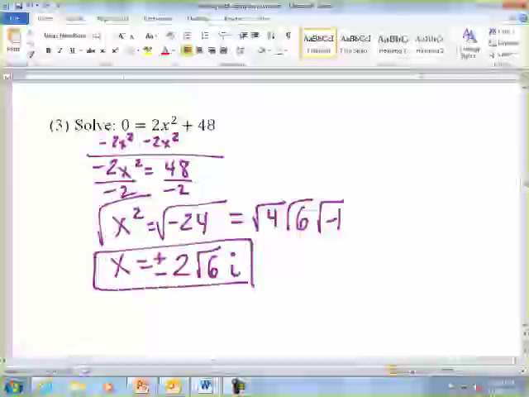Wait, why do you need to add i to the end then? Because that's what the square root of negative 1 is. The square root of negative 1 is i. So whenever we have a negative under our square root, our final answer should be an imaginary number. And they're plus or negative too. The plus or minus happens anytime we take a square root, whether it's real or imaginary.